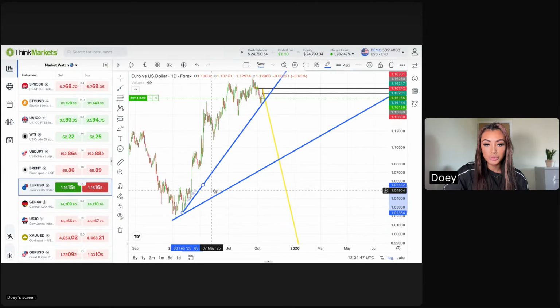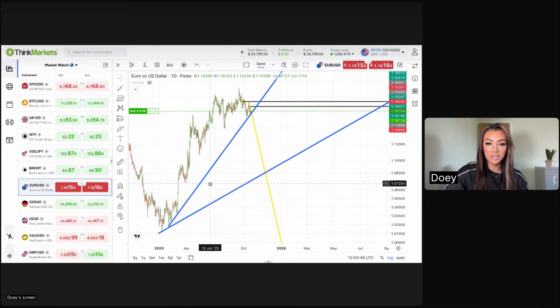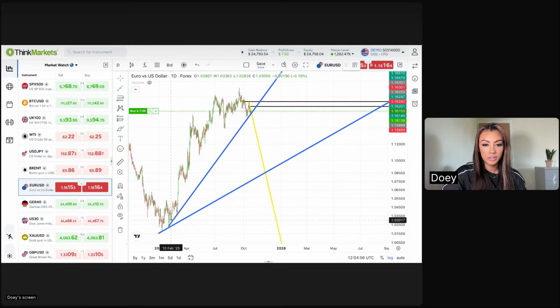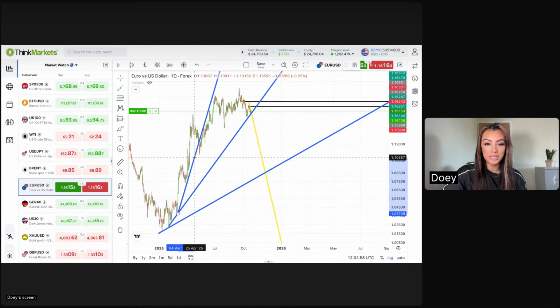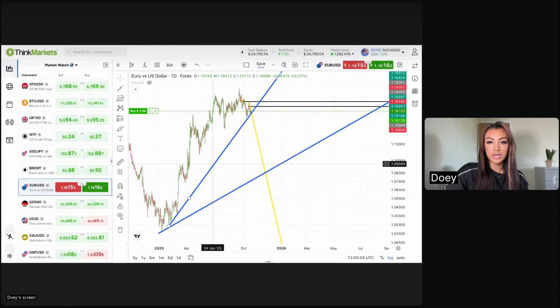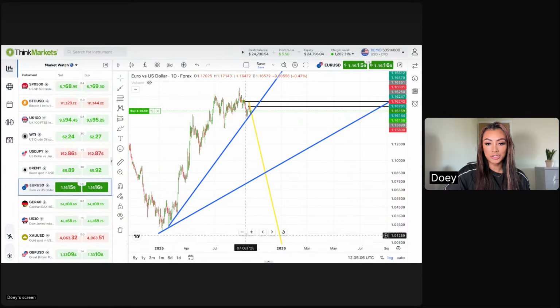Okay, so yeah, I'm going to talk you guys through this particular trade. So this right here is the daily trend line. We did have more steeper trend lines, but as you can see, they kept getting broken. So then finally we're over here. So we don't need that trend line. This is the daily trend line.